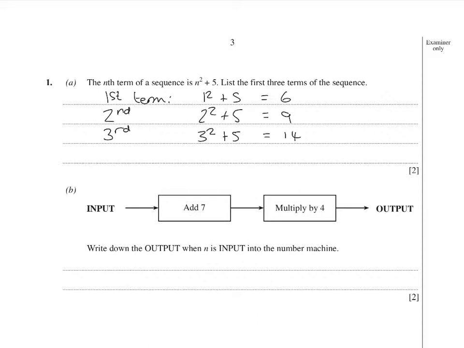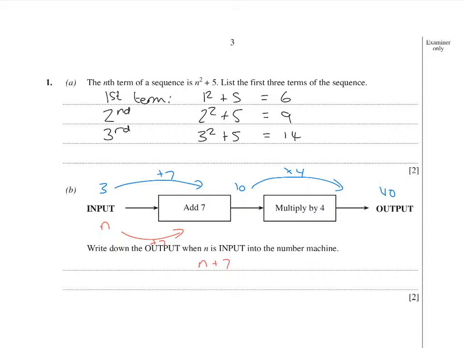The next one says, write down the output. So write down the output when n is the input. Now this is even easier than when it's numbers. If it was a number, say you had 3 going in, you'd add on 7, so then it's 10 going into the next step, and then you'd times by 4. So then the output would be 40. Now in this case, it's even easier. We've got n, so when we're putting 7 onto it, we're doing n add 7. So that's literally all we've got. We've got n add 7.